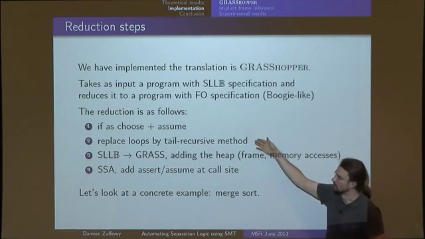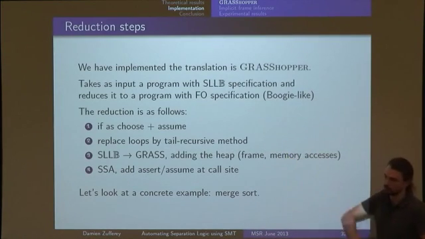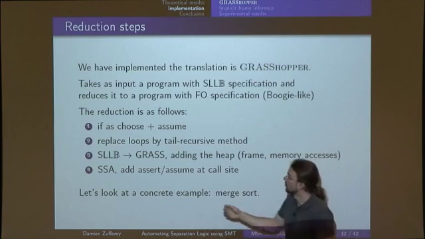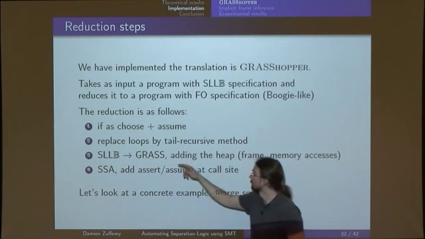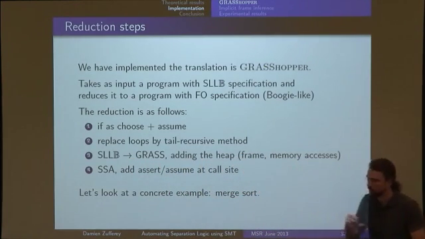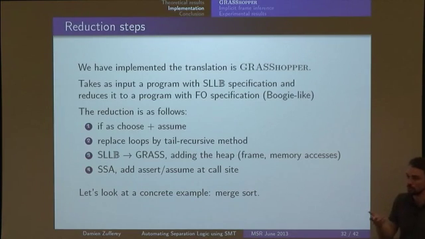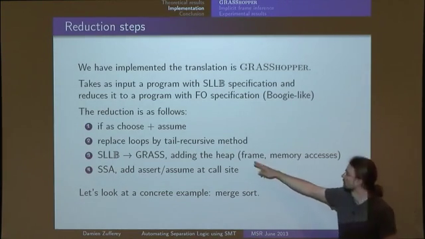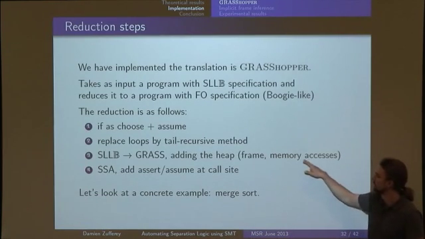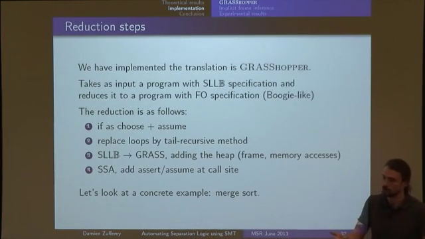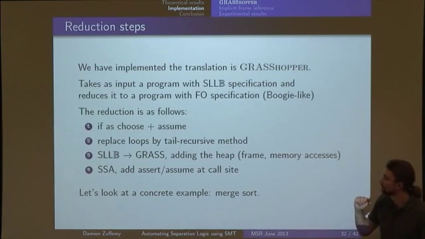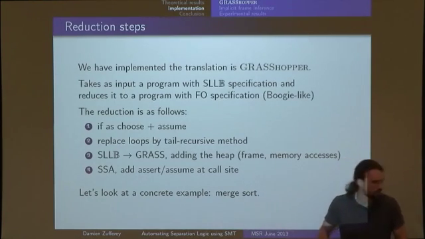Then for uniformity, we replace loops by tail recursive methods so that we only need to deal with recursion. Then comes the translation part, and we also need to modify the formula to add ghost variables corresponding to the heap. That is something we'll see with an example. So that then we can also deal with memory access, checking that memory accesses are safe, and do the frame inference.